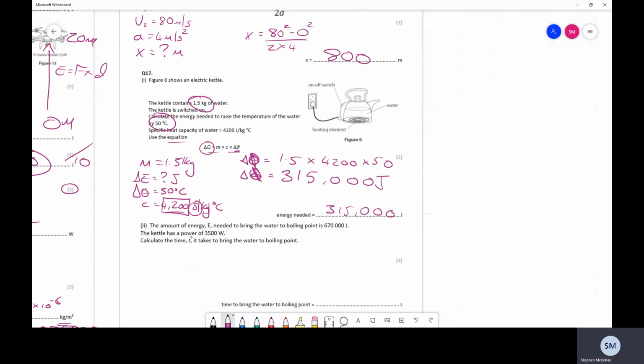The amount of energy needed to bring the water to boiling point is 670,000 joules. The kettle has a power rating of 3,500 watts. Calculate the time it takes to bring the water to the boil, in seconds. Power equals energy divided by time taken. Fun little fact: if you want to rearrange this equation to make T the subject, all you have to do is swap it with the term that's by itself.